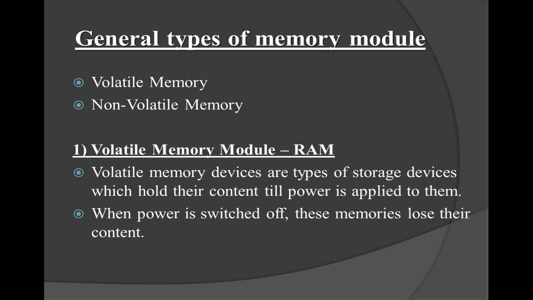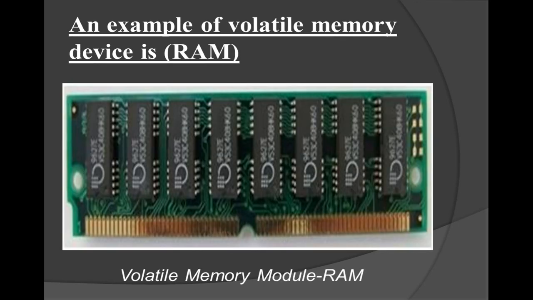Now, when we say volatile, it means you need to apply the power supply continuously to that kind of memory, and once the power supply is cut off, the memory stops operating. That is called RAM. Once the power supply is cut off, whatever content you stored in that memory is also lost. Here it is also explained that when the power is switched off, these memories lose their content, and that is nothing but volatile memory.